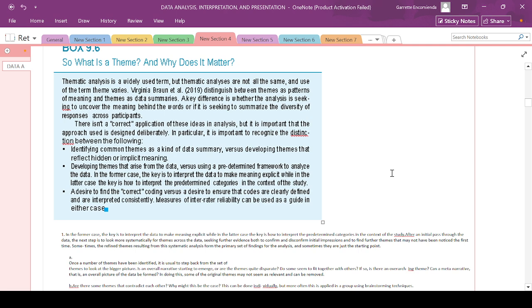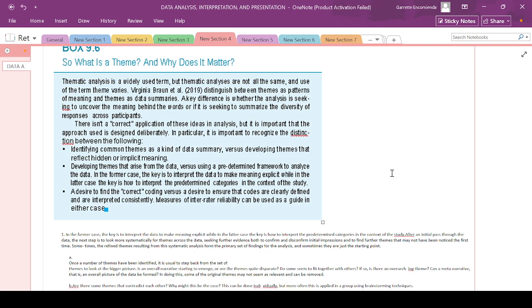Thematic analysis is a widely used term, but thematic analyses are not all the same, and the use of the term theme varies. Braun and Clarke in 2009 distinguished between themes as patterns of meaning and themes as data summaries. So that's why thematic analyses are actually not the same.